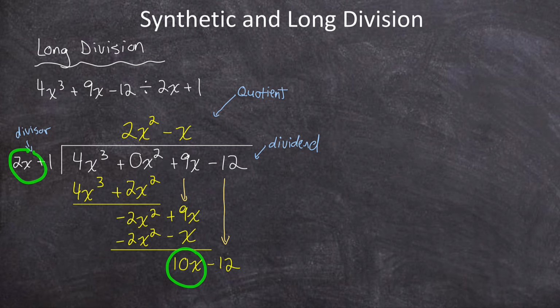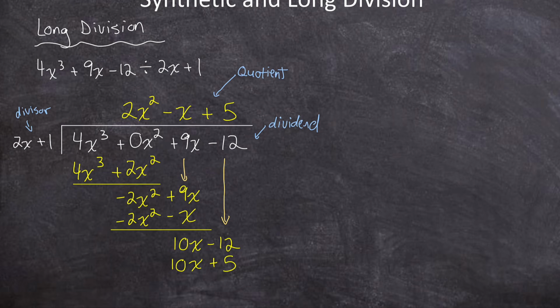10x divided by 2x is 5. And then multiply this 5 by 2x plus 1 to get 10x plus 5. And when subtracting like terms there, all I'm left with is negative 12 minus 5, which is negative 17. So that's what we call the remainder of this quotient. Once your dividend is a lower degree than your divisor, you know that you're done the division process and what you have left in the dividend is the remainder.